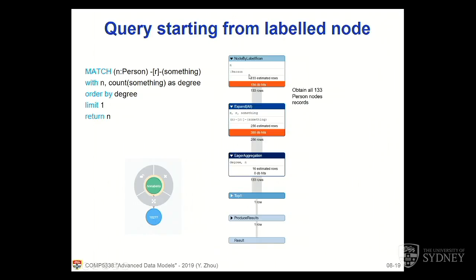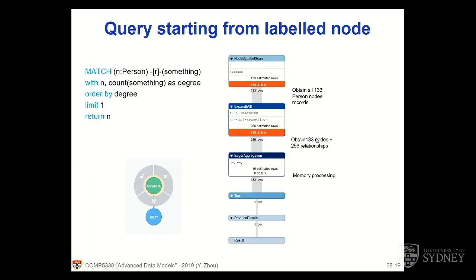Okay, so we scan. This starting point is scanned by label, not all nodes, and it has 133, which means we have 133 person nodes. Then we do an expansion. For each person node, we try to find all the relationships connecting to it. Aggregation is done in memory, so this doesn't really have any DB hit. This step has that many rows because it has this many nodes and that many relationships. So in total we have 256 rows.